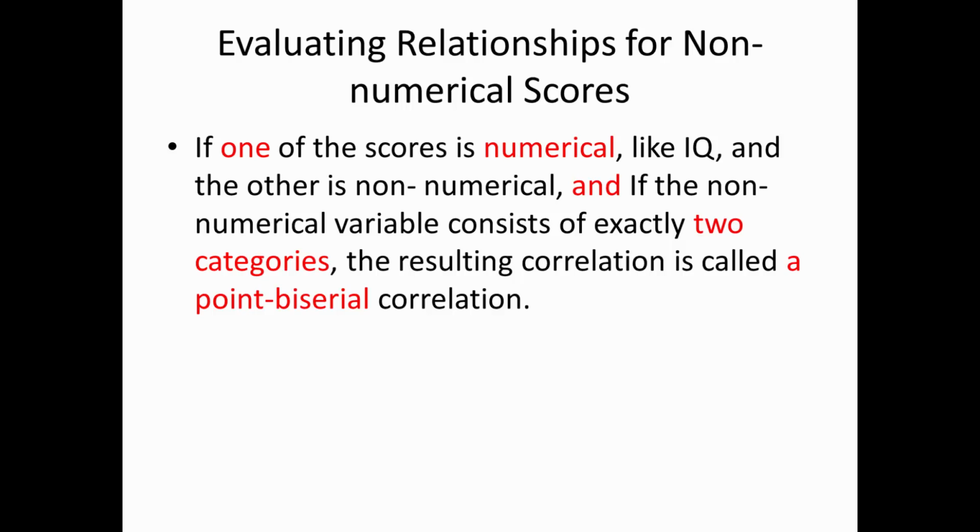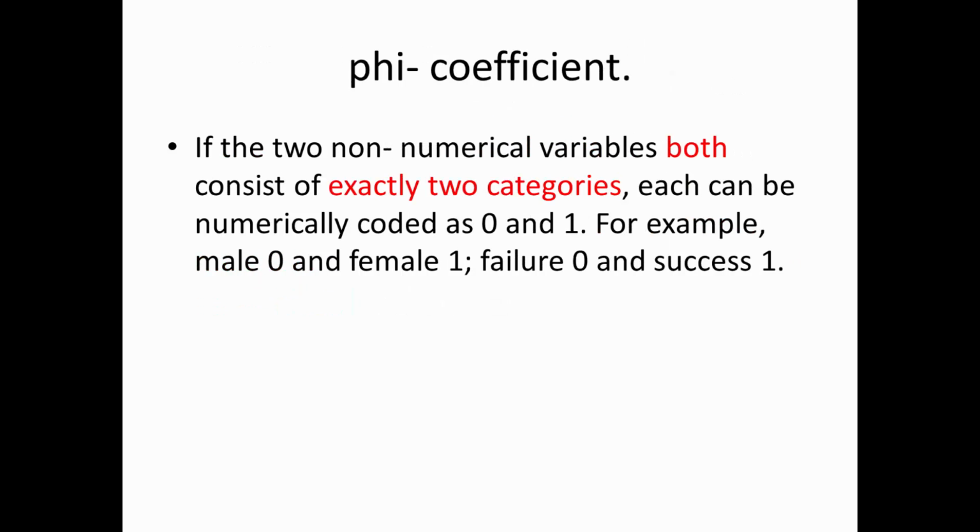It's called point biserial. And if neither of the variables is numerical, and both of them have two categories, you have to use a phi coefficient. For example, if you want to calculate the correlation between gender and political affiliation, and you have only two affiliations, Democrat and Republican, then you have to use the phi coefficient to see if there is a correlation between these two variables.